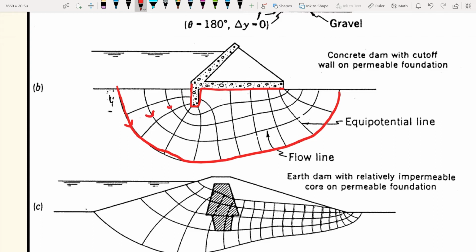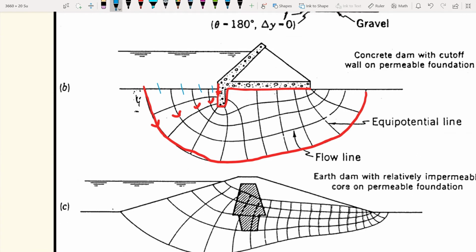So flow line 1, 2, 3, 4. So you have four flow lines. And flow line 2 will be 1, 2, 3, 4. Actually, we have five flow lines. So 1, 2, 3, 4, and a no flow boundary is another flow line. And the number of flow tubes is always n minus 1. So you have n sub f equals 4, and the number of drops will be 1, 2, 3, 4, 5, 6, 7, 8, 9, 10, 11. So n sub d will be equal to 11.